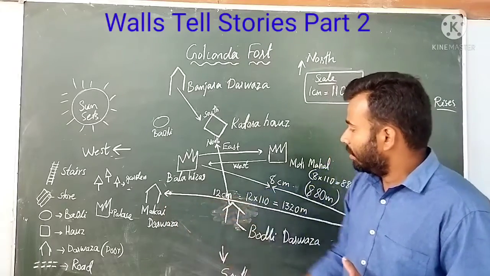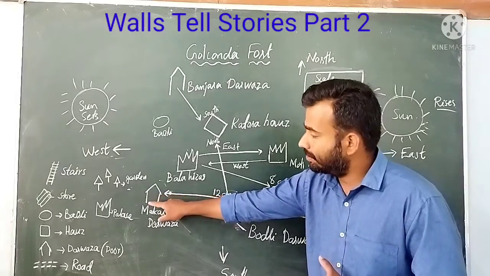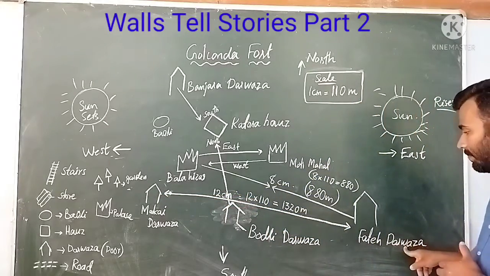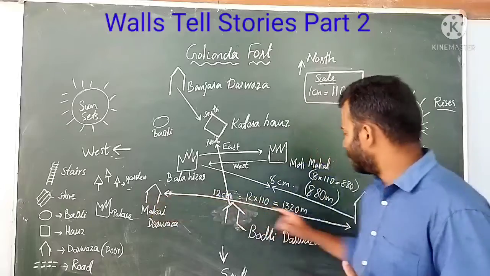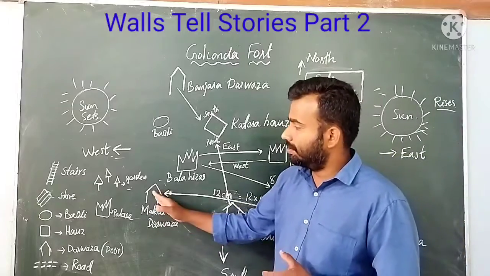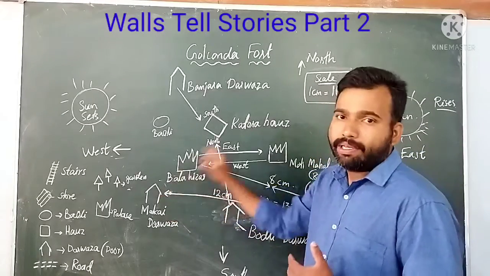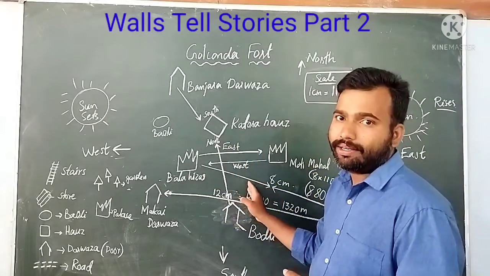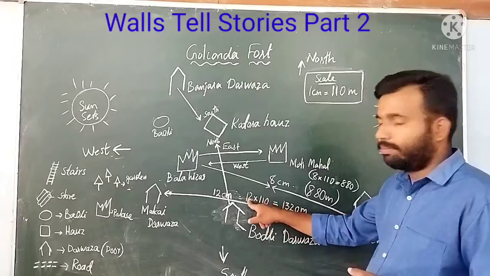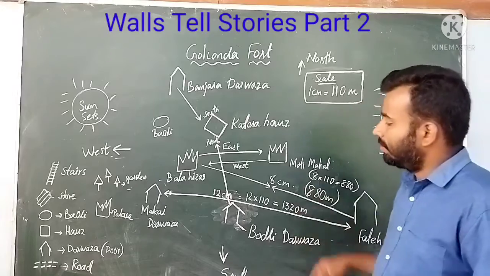Here you can see another entrance point, another big gate, called Makai Darwaza. Makai Darwaza to Fateh Darwaza: these are two gates. Fateh Darwaza is towards the east direction and Makai Darwaza is towards the west direction. This map is already given in your textbook. Take a scale and measure the distance between Makai Darwaza and Fateh Darwaza, which will be approximately 12 centimeter. Here 1 centimeter on the map is equal to 110 meter on the ground.